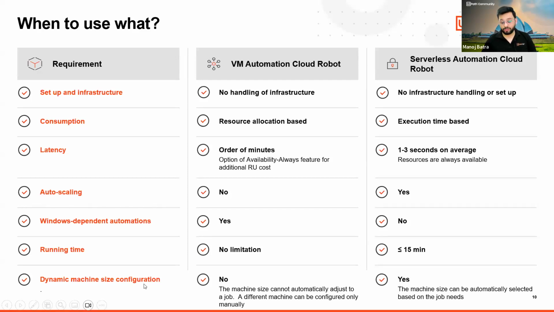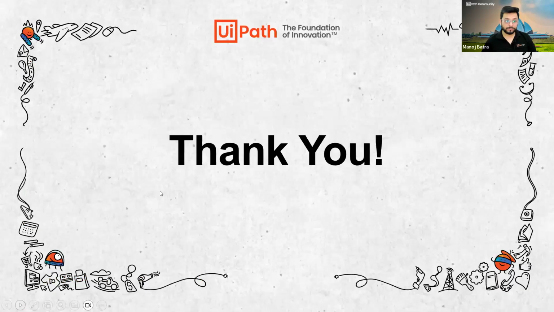Dynamic machine size configuration. Here we have got options to choose different types of VM, but you cannot do dynamic configurations, whereas on serverless it is actually possible. Again, you will be charged based on the execution time for that. So this is all about ACR, both cloud and serverless.